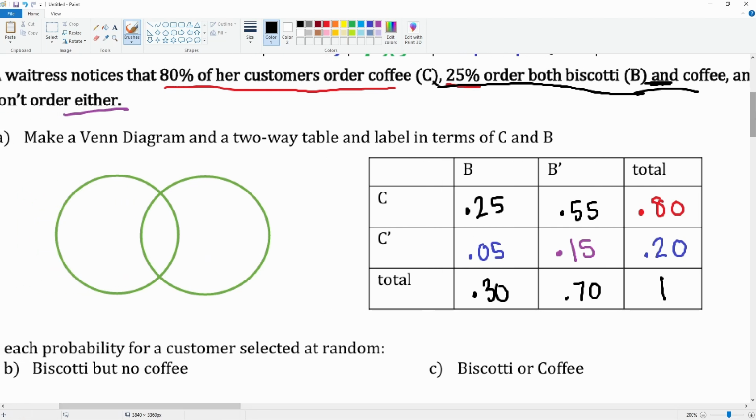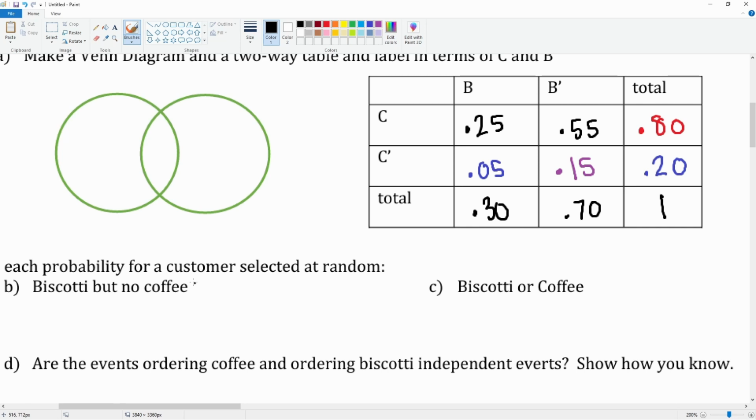All right, now we're going to use that chart to do this. Biscotto but no coffee, so that is the probability of biscotto and no coffee, B and C prime. We have that B in here, so it would be this value right there. So that is equal to 0.05 or 5%.